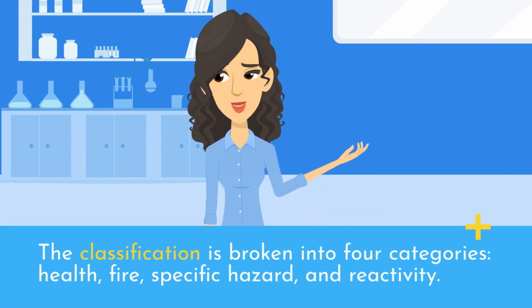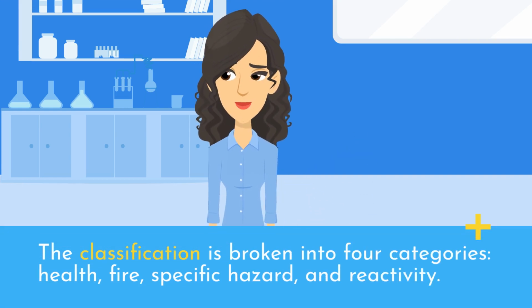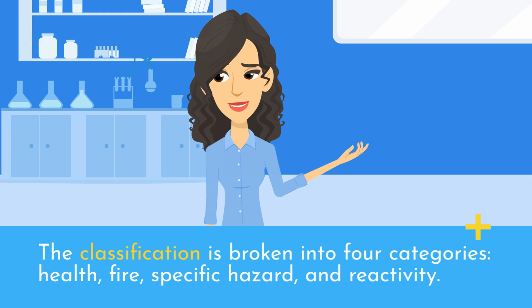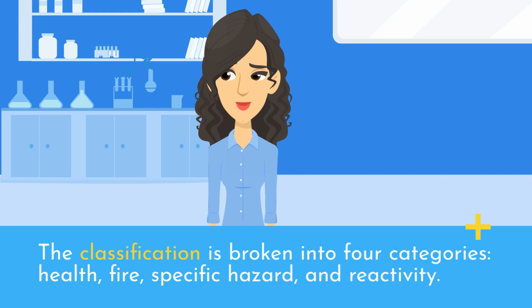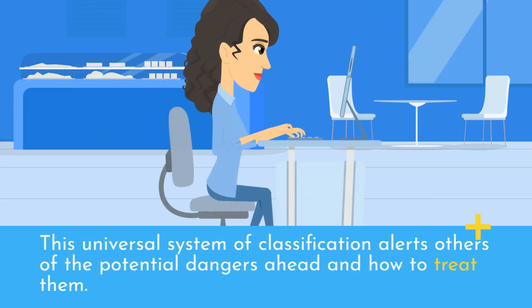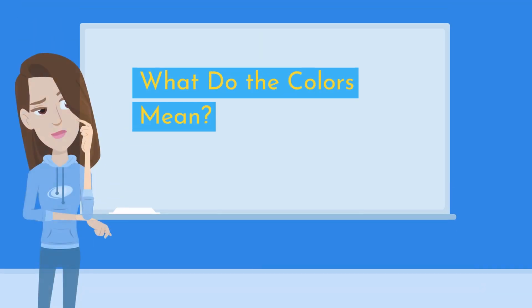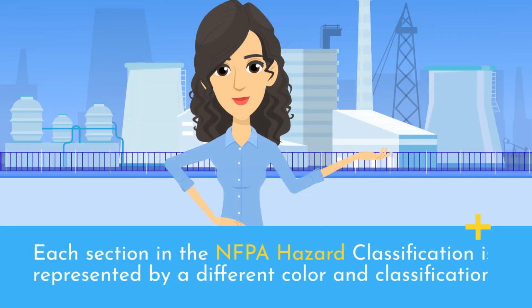The classification is broken into 4 categories: health, fire, specific hazard, and reactivity. This universal system of classification alerts others of the potential dangers ahead and how to treat them. What do the colors mean? Each section in the hazard classification is represented by a different color and classification.